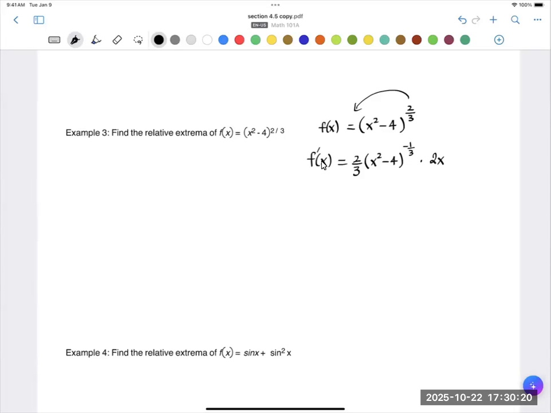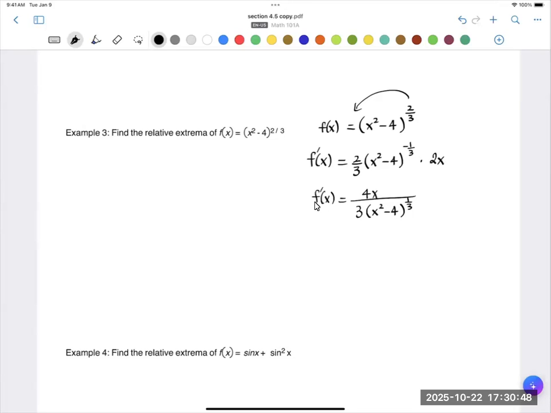This is a recommendation, okay? If you want to solve the equation, it's better to bring the negative exponent to the denominator. So I'm going to have f prime of x equal 4x over 3 times x squared minus 4 to the power positive 1/3. When you bring it down to the denominator, the negative exponent becomes positive.